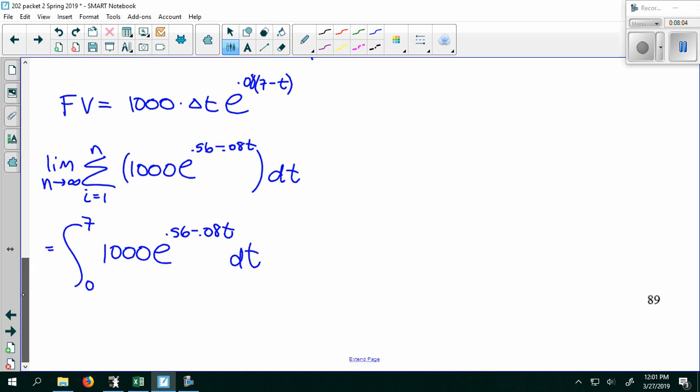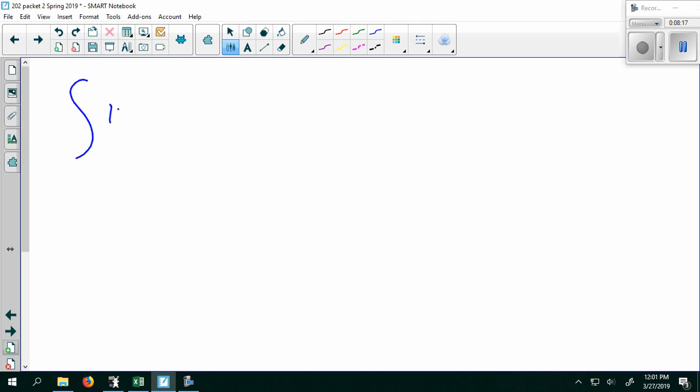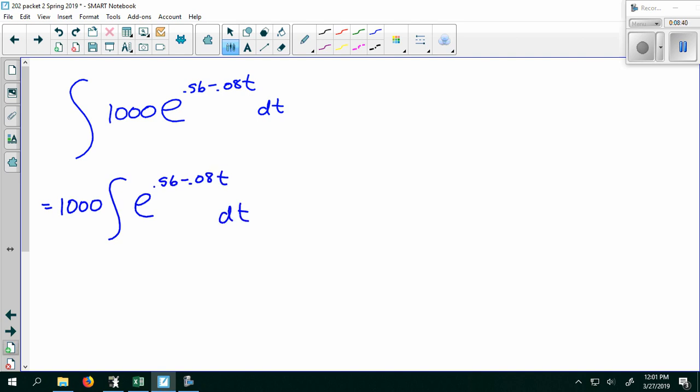So we're going to do some side work here. I just want to work on finding an antiderivative for the integrand. So let's do that on a separate page here. So I want to find an antiderivative for 1,000 e to the 0.56 minus 0.08 t dt. So first of all, I can take the 1,000 out of my integral. So this is 1,000 integral of e to the 0.56 minus 0.08 t dt.